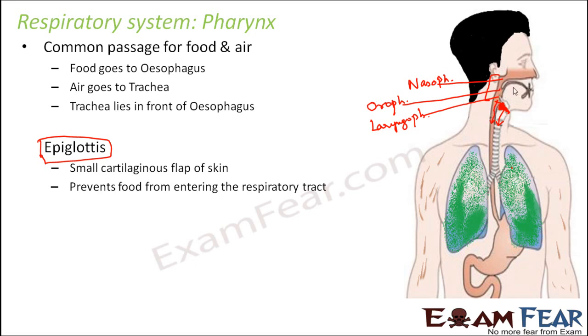Now, since both food and air have a common passage, that is the pharynx, you would have often seen that if you press your nostrils really hard such that the two nostril openings get closed, after a few seconds you feel like suffocating. So you start breathing by your mouth. You open your mouth and take in air. That is possible because when you take in air even by your mouth, the air goes into the pharynx.